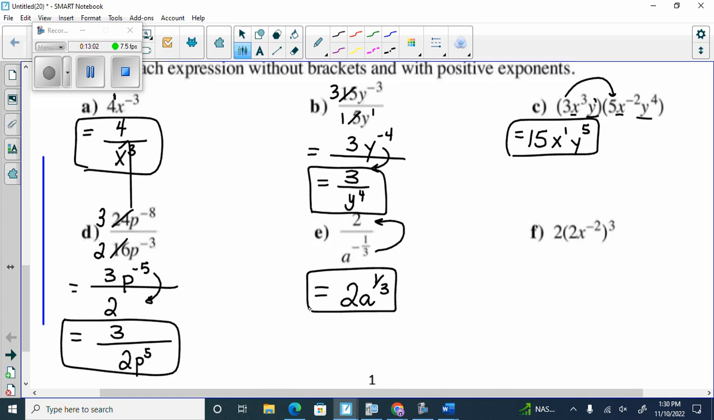This one, the 3 has to go into the bracket. So I get 2 times 2 cubed is 8, x to the negative 6, which actually gives me 16 x to the negative 6. And what do I do with the x to the negative 6? Move it to the denominator.